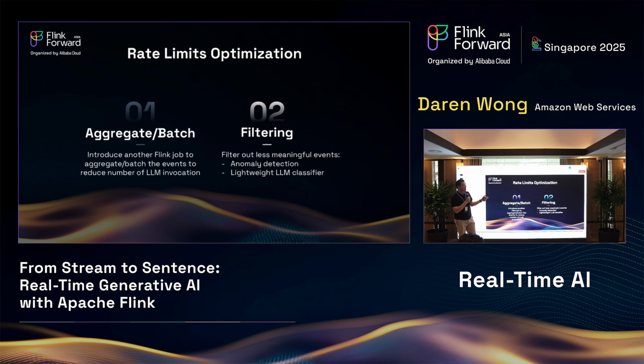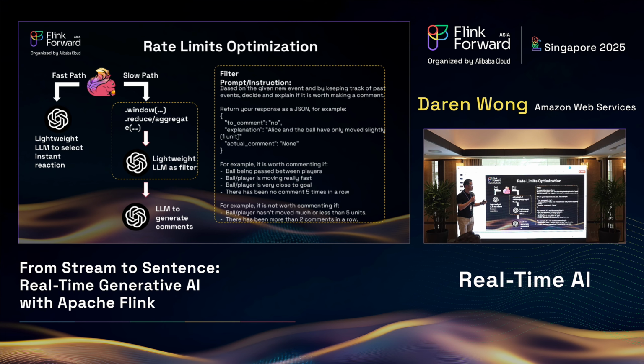Now let's look at how we can implement both of these approaches into the existing solution that we have. We add this to the slow path because here we are more concerned about the rate limits of the LLM that generates the actual comments. Before reaching the LLM, we let it first pass through a Flink streaming operator, a windowing function, to aggregate it as well. After the events have been aggregated, we then pass them through the lightweight LLM for filtering. Only if it passes the filter does it reach the LLM to generate the comments.